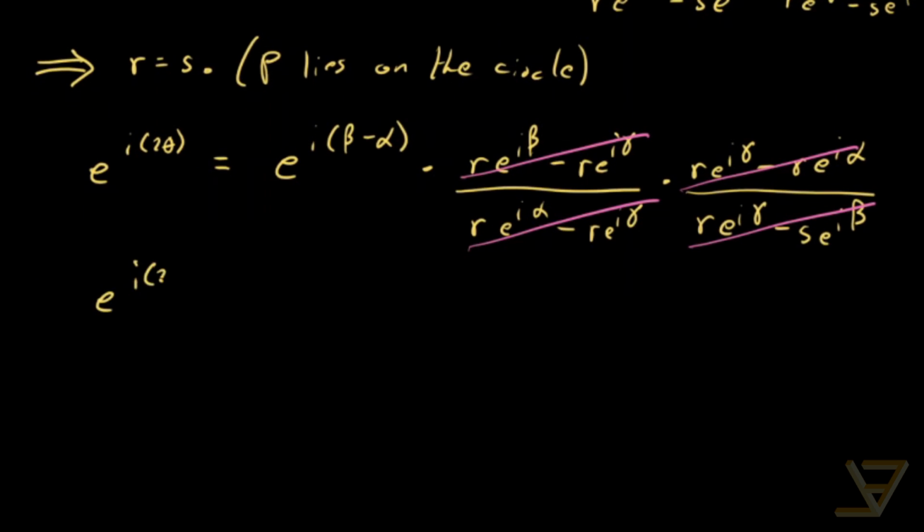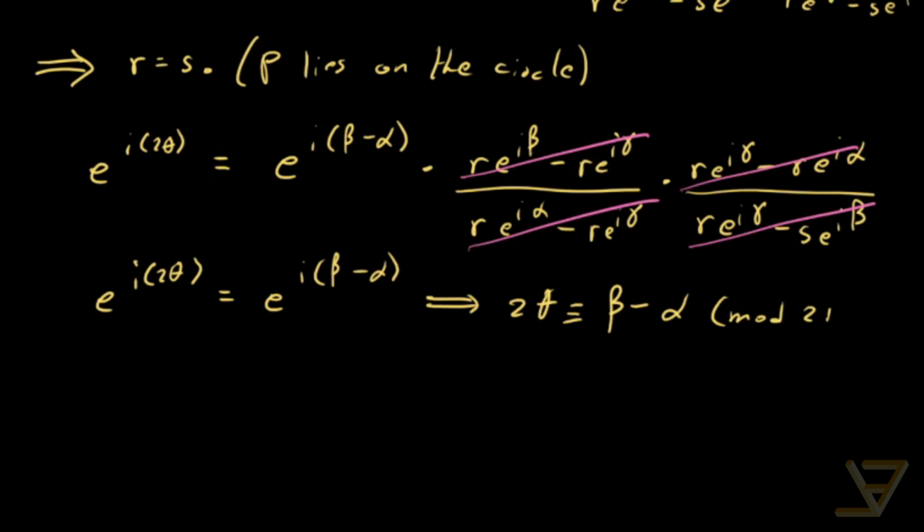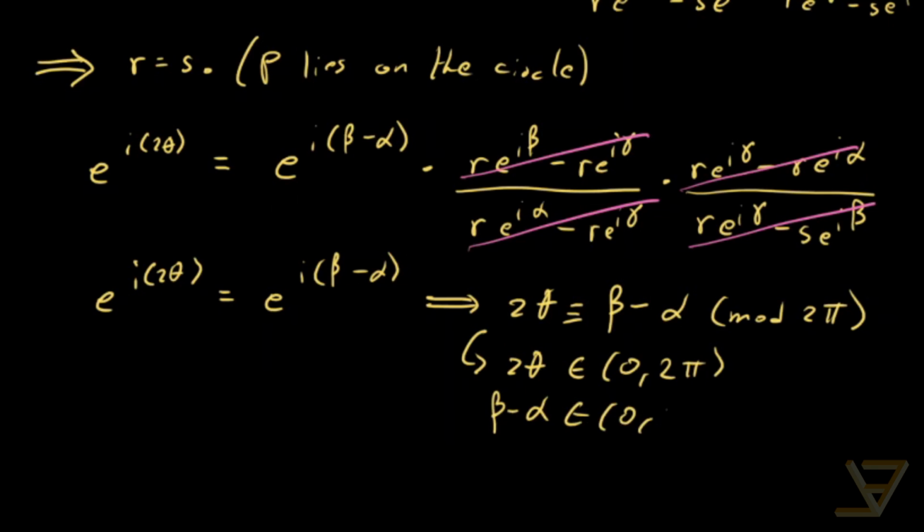e to the i 2 theta is equal to e to the i beta minus alpha. And that means that 2 theta is congruent to beta minus alpha mod 2 pi. But notice that theta is an inscribed angle, so 2 theta is in 0 to 2 pi. And beta minus alpha is a central angle, so it's also in 0 to 2 pi. So that means that 2 theta is actually equal to beta minus alpha, which is what we were looking for.